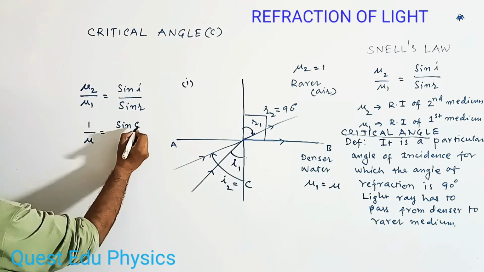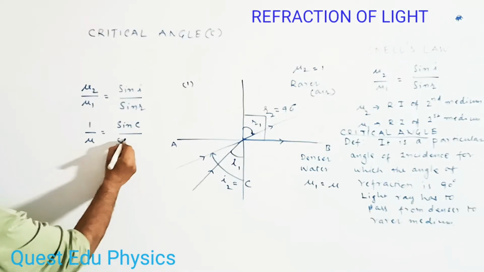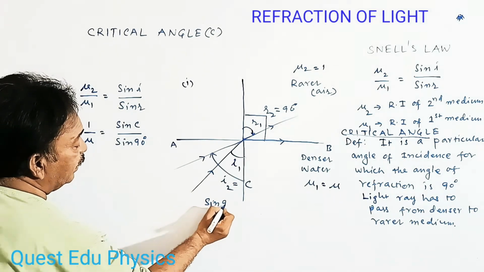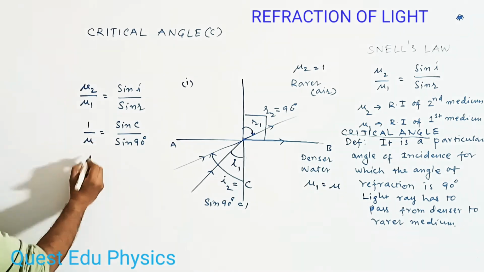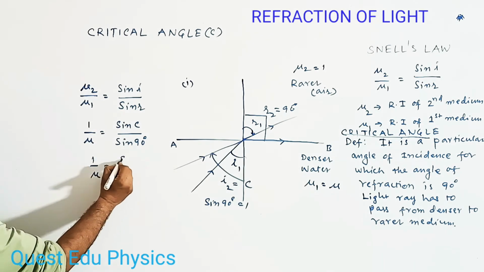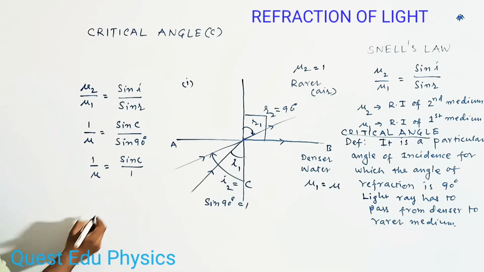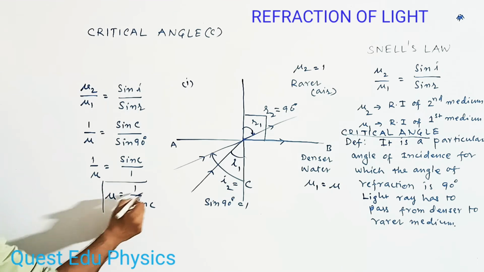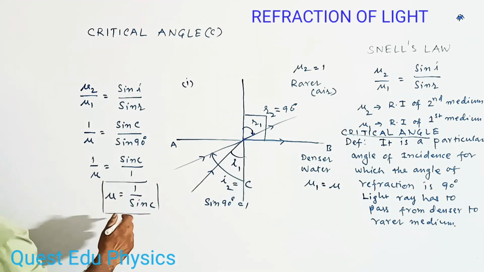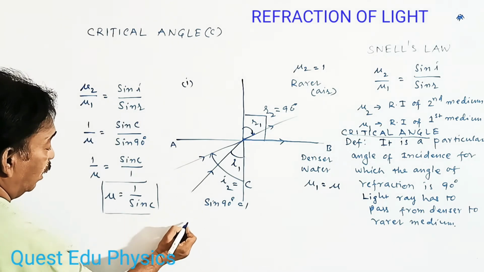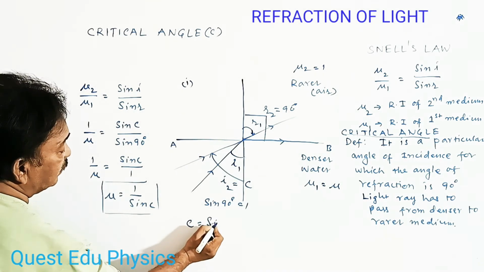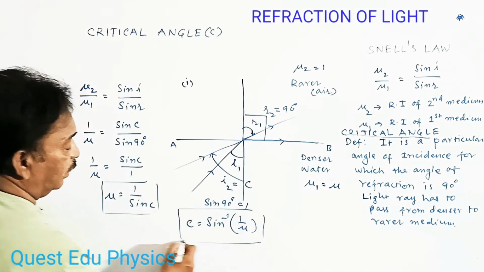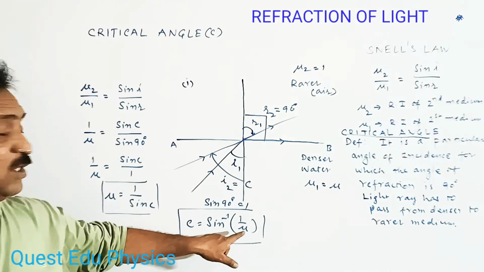It is sine C by sine of the angle of refraction, sine 90 degrees. As you know, sine 90 degrees is equal to 1, and we are substituting the values here. 1 by mu is equal to sine C by 1, or mu is equal to 1 by sine C. In the same way you can write C is equal to sine inverse 1 by mu. Students, the critical angle can be had as C is equal to sine inverse 1 by mu.